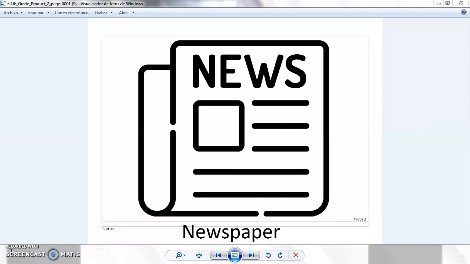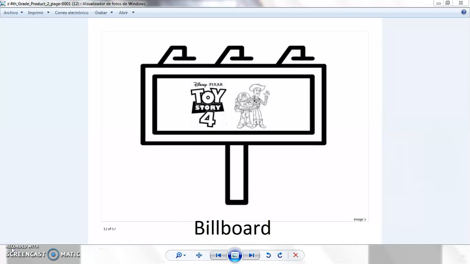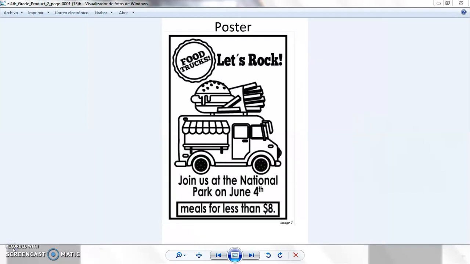Actually, that was the first big promoter of advertisement. We can also find them on billboards. Those big things that are on top of buildings. They are called billboards. Also, we can find them in posters. You know, those things that are pasted on the walls of many places. It can be in stores or it can be in the street. Posters.